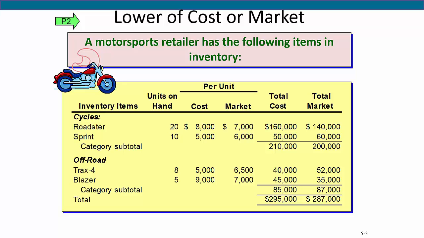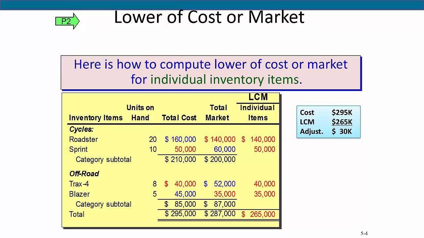Where do you think you have issues? The Roadster and the Blazer have market values lower than cost. The Roadster's market is 140 versus total cost of 160, and the Blazer has total market of 35 versus total cost of 45. We'll need to write these values down specifically with an adjustment.